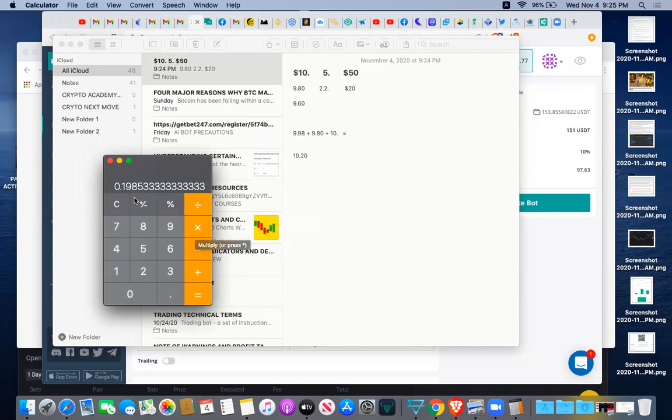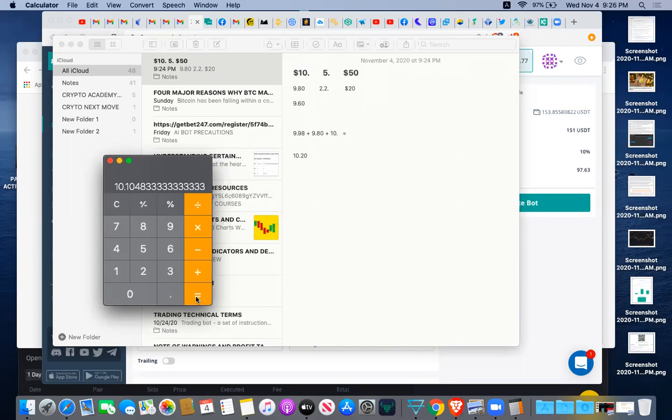19 cents plus, is it 9.9? Beg your pardon, was it 9.8 plus 9.92 plus 10, divide by 3. Okay, that gives 9.9067. So the average price is 9.9067, plus the profit.